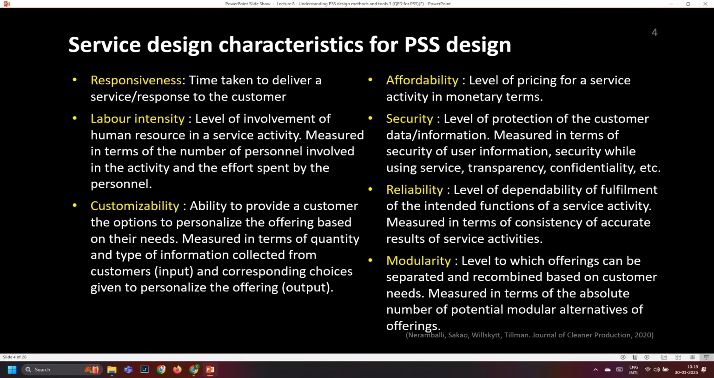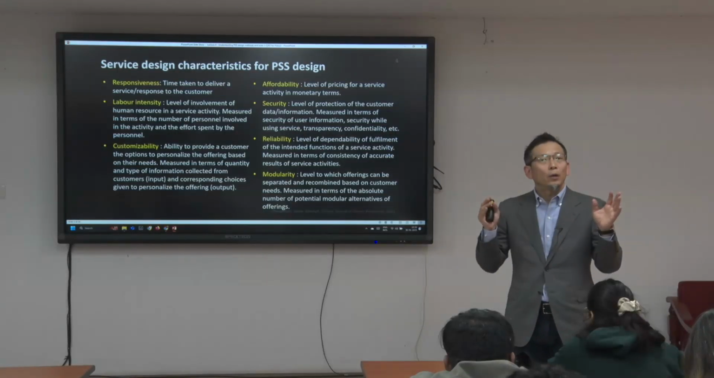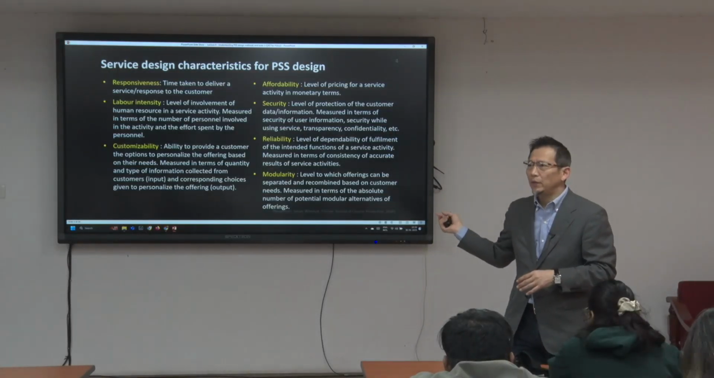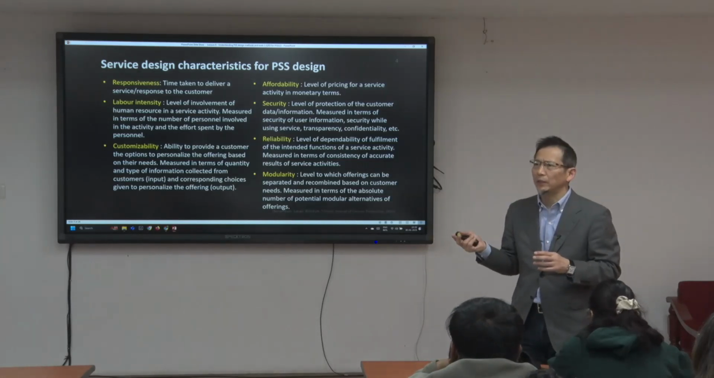Modularity: how much a given part of the service can be modular so that different modules can be combined or exchanged to a given need. Okay, so these are examples of the service design parameter categories. And do you have any question for any of these? Or the idea of service design parameter, service characteristics?